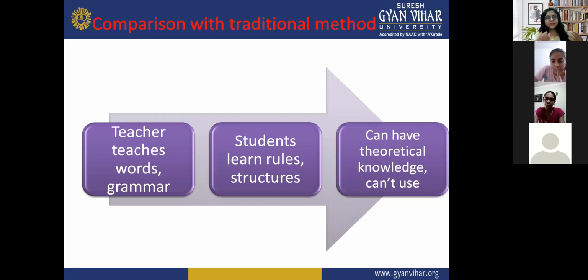The teacher teaches words and grammar. I'm teaching you words and grammar traditionally. Students learn rules and structure. This was traditionally done when English was taught to the students. But students can have theoretical knowledge, yet they can't use it.